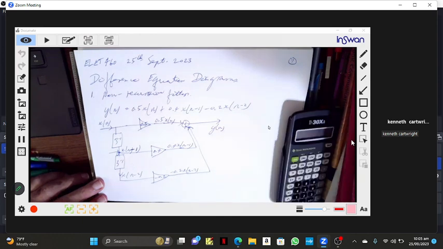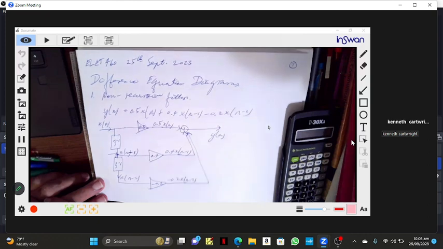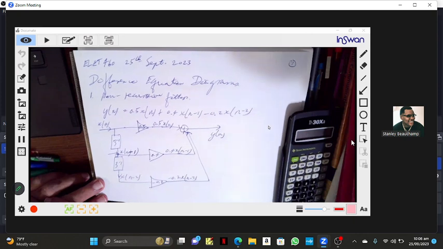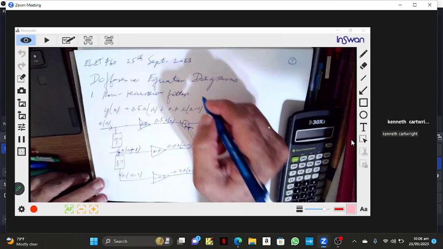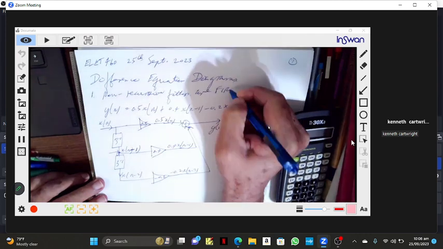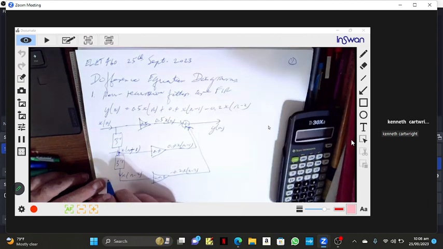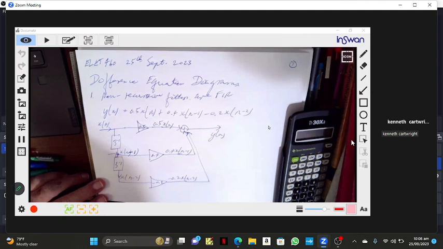Any questions about that? This is a FIR filter, right? Non-recursive filters are FIR, yes. Any other questions about that?